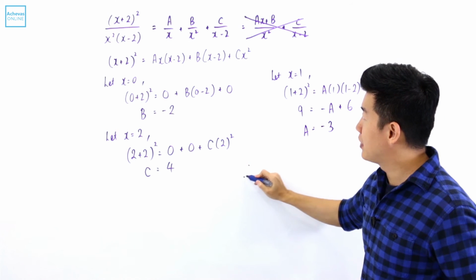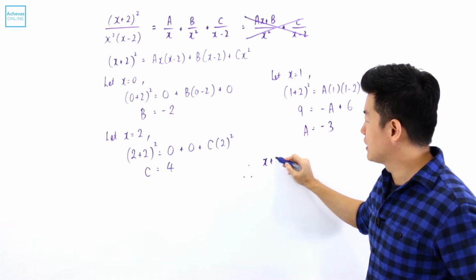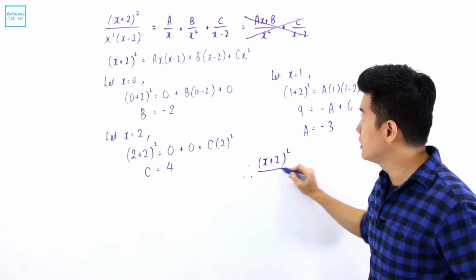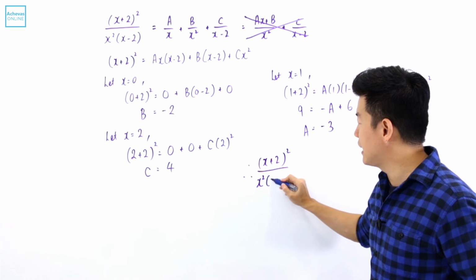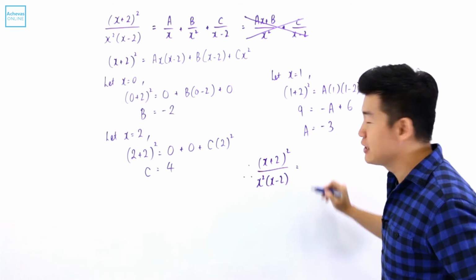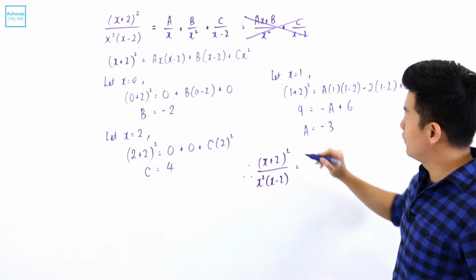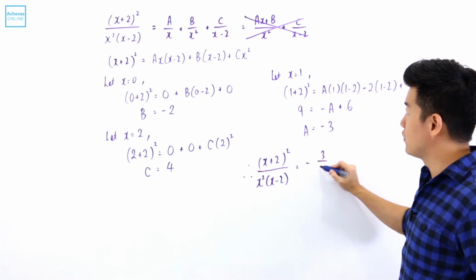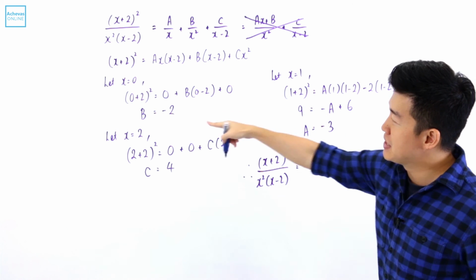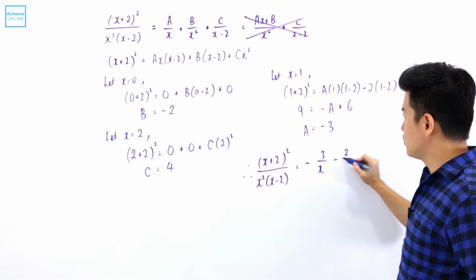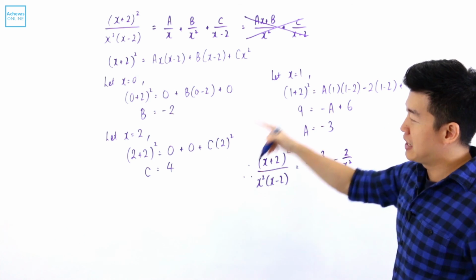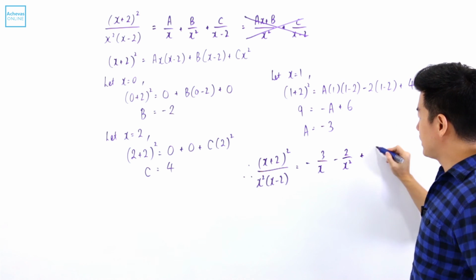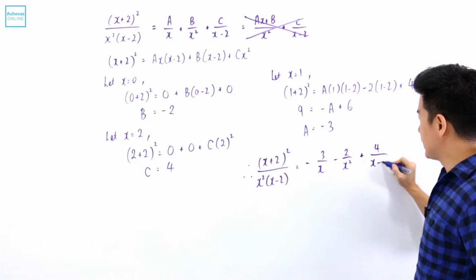And now we have our partial fraction: x plus 2 squared divided by x squared times x minus 2 will be equal to, a is minus 3, so minus 3 over x, plus b is minus 2, so minus 2 over x squared, plus c is 4, so plus 4 over x minus 2.